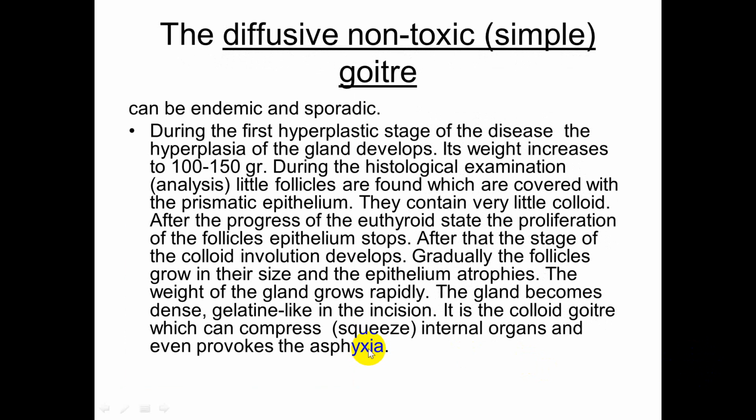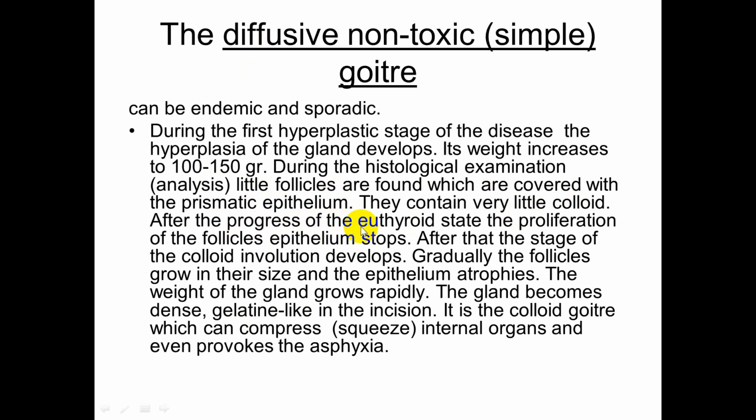Also, diffuse, non-toxic or simple goitre can be endemic and sporadic. During the first hyperplastic stage of the disease, hyperplasia of the gland develops. Its weight increases to 100-150 grams. During histological examination, small follicles are found which are coated with prismatic epithelium. They contain very little colloid.